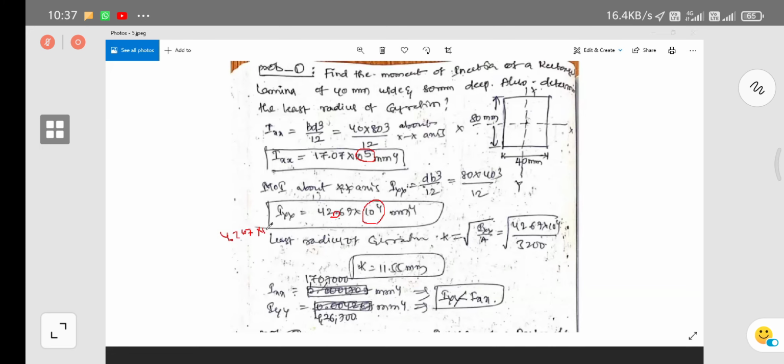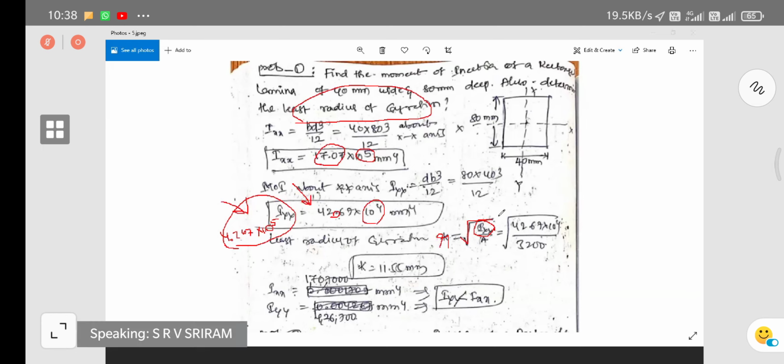Now I will compare the two terms. 10 power 5 is the same, but here 17.07 is there and here 4.267 is there. Which one is least? Here Iyy has the least moment of inertia. So to find the least radius of gyration, I know the formula: r is equal to the square root of Iyy over A. I have taken Iyy instead of Ixx because Iyy gives the least moment of inertia, and for the least radius of gyration we must consider the least moment of inertia.